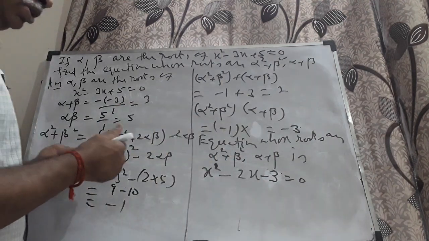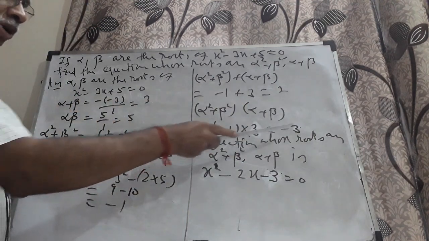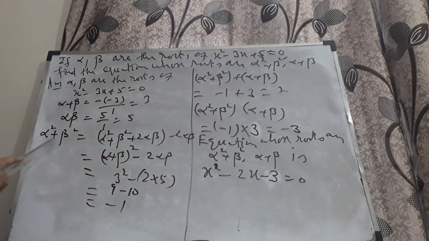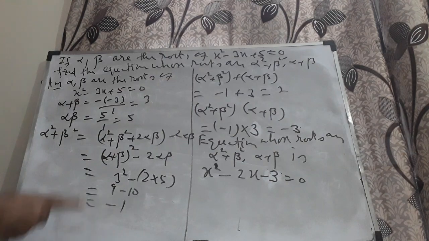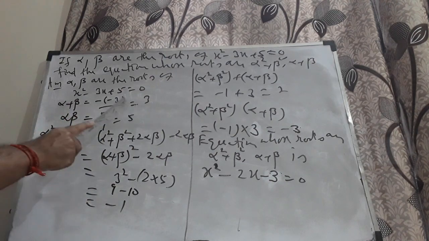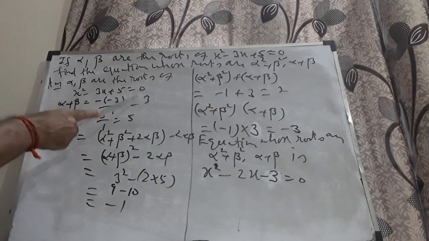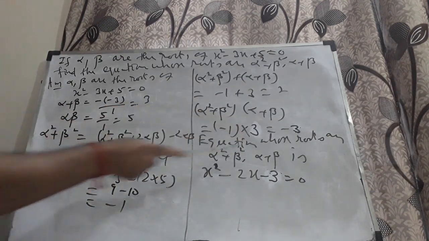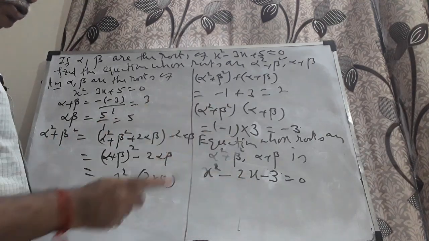Instead of alpha plus beta, I wrote the value of alpha beta earlier. Minus 1 into 3 is minus 3. Let me repeat. Alpha square plus beta square gets reduced to minus 1. Okay, addition of the new roots will be minus 1 plus 3. This is one root, this is another root. The answer will be 2. Product will be minus 1 into 3, that is minus 3. Therefore, the new equation will be x square minus 2x minus 3 is equal to 0.